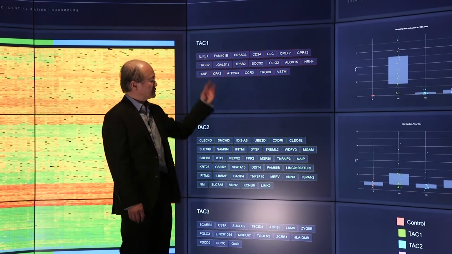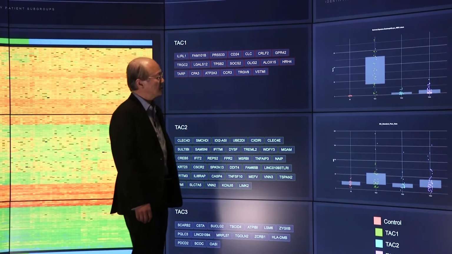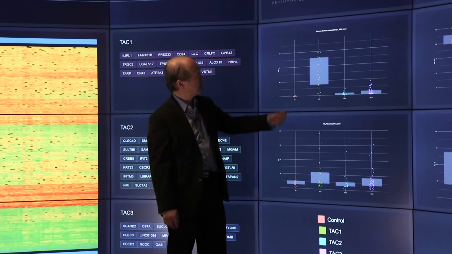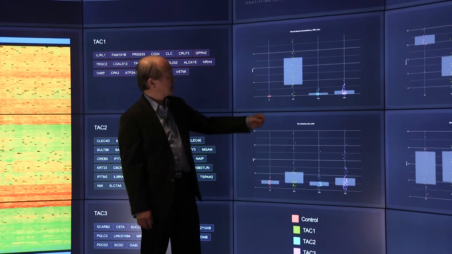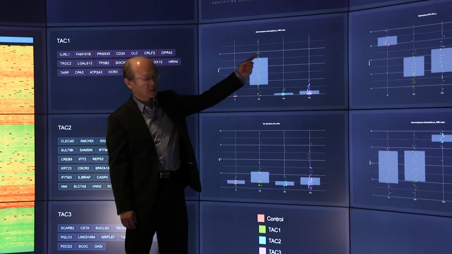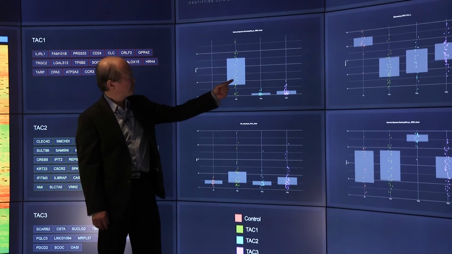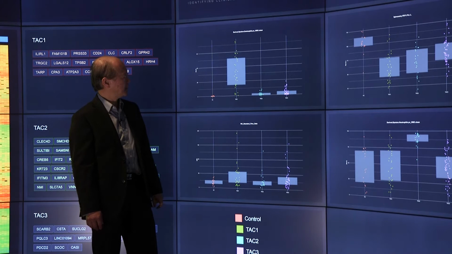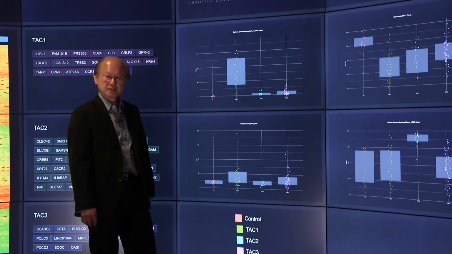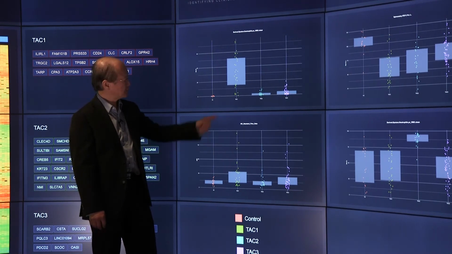So how do those TACs link in terms of the inflammation that we can measure in the sputum? Here we see the distribution of the percentage of eosinophils in the sputum in the three TACs, and we see immediately that TAC1 is characterized by an eosinophilic inflammation. So it's an eosinophilic associated cluster associated with the increase in IL1RL1, which is the IL-33 receptor.